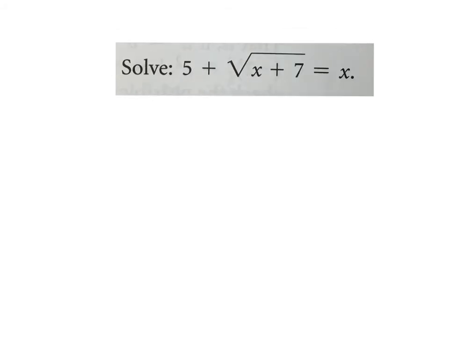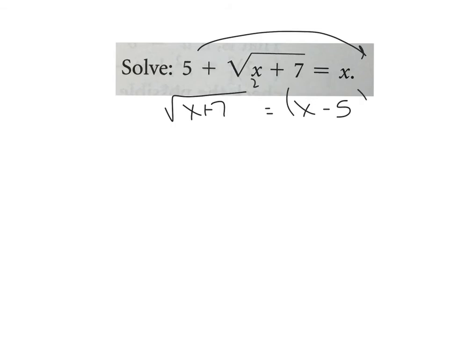Same thing here. I would not square both sides unless you had a radical isolated first. What I'm going to do first here is move the 5 to the other side. So I have square root of x plus 7 equals x minus 5. This is going to be a tad bit different because I'm going to square that side. That's no big deal. When I square this side, I've got to square the whole side, not just the x, not just the 5, but the whole side.